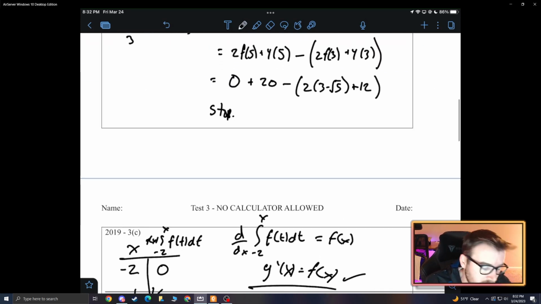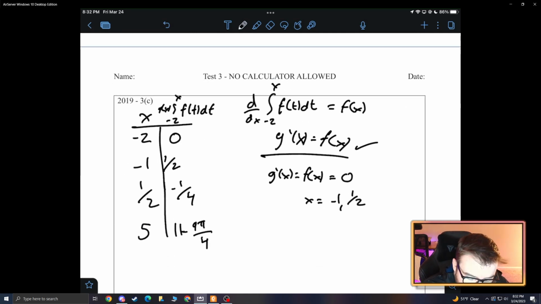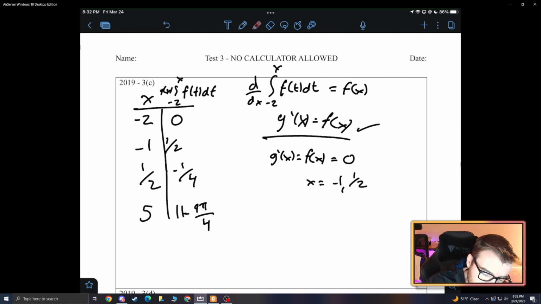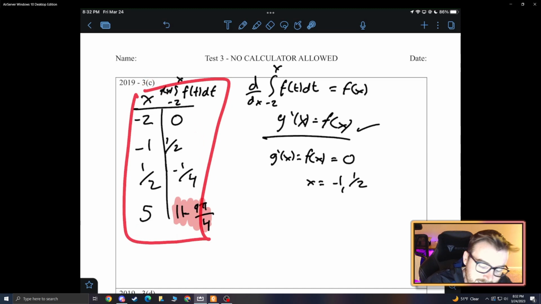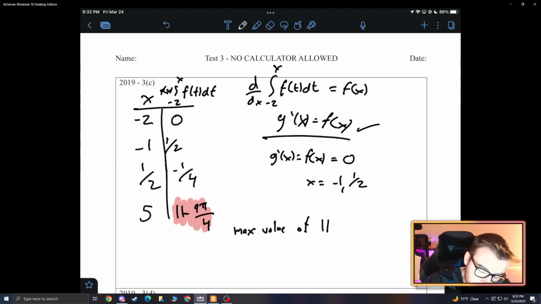And the question originally asked, what is the absolute max? So it appears that the biggest number here is right here, the 11 plus 9 pi over 4. So this is the justification. When the question says justify, your candidate's test with the proper critical points is justification, and then you need to say max value of 11 minus 9 pi over 4 at x equals 5.